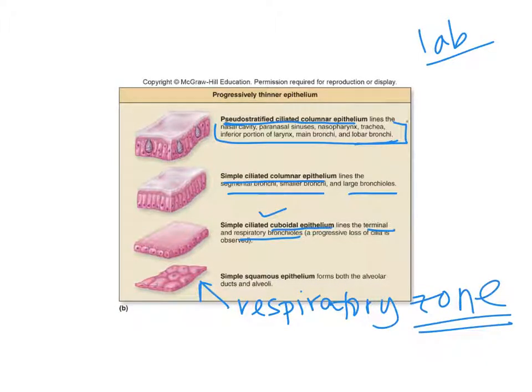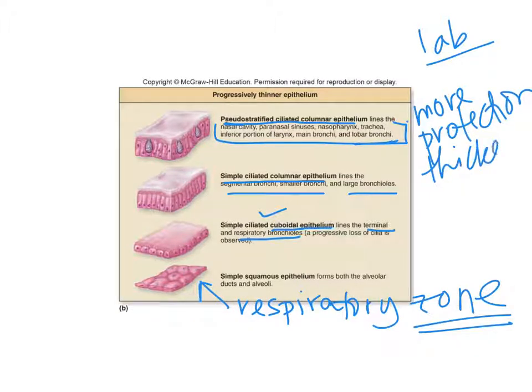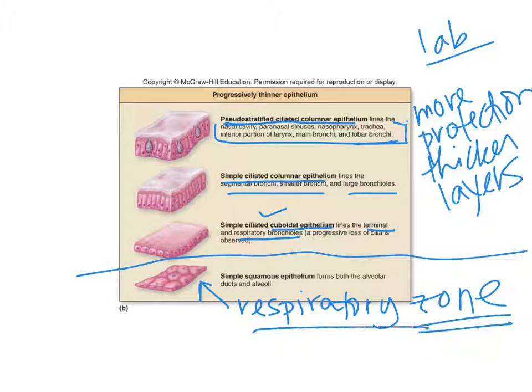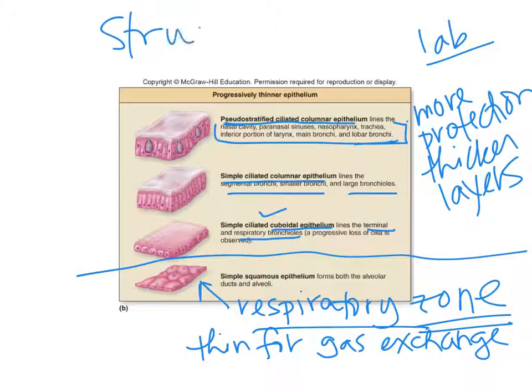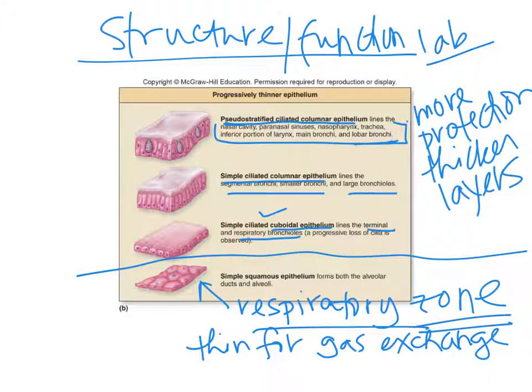So if you think about out here, we're going to need more protection, right? So we need thicker layers. And then down here, we're getting to the respiratory zone where we need it to be thin for gas exchange. So it's a structure and function relationship again. I hope that makes sense. You will have to know this, but it makes sense.